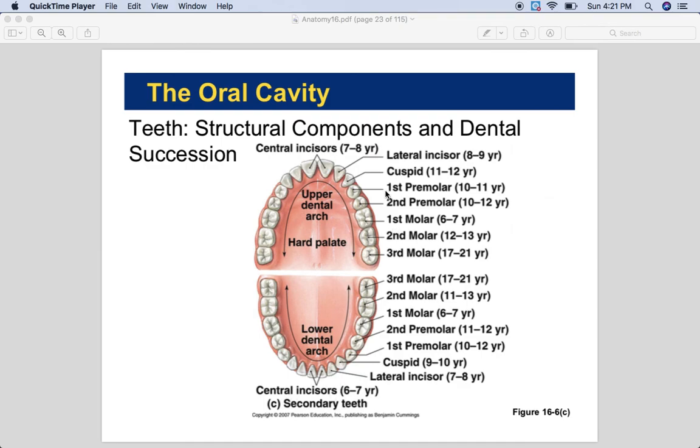Now, here are the adult teeth. Incisors, cuspids, premolars and molars. You may have heard the terms bicuspids and tricuspids. Bicuspid is premolar, tricuspid is a molar, and it just has to do with how many grinding surfaces there are. And yes, your third molars, these are your wisdom teeth. Most of us don't have enough room for these, so those have to come out.